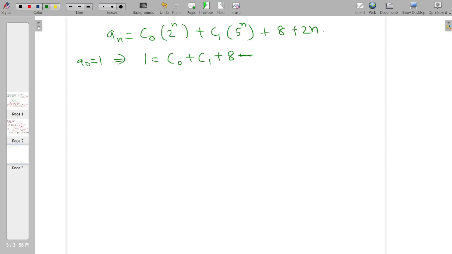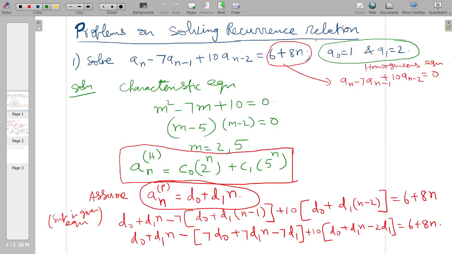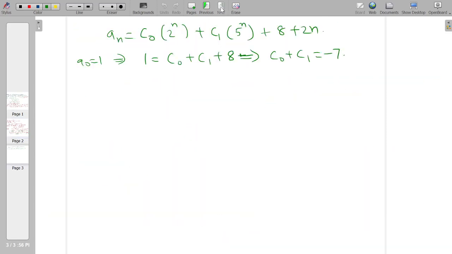Okay, plus 8. This implies C naught plus C1 is equal to minus 7. Okay, I substitute n is equal to 0. 2 power 0 is 1, 5 power 0 is 1, and 8 plus 2n will give you plus 8. So I'll have A naught is equal to 1. So that gets simplified to 1 is equal to C naught plus C1 plus 8.